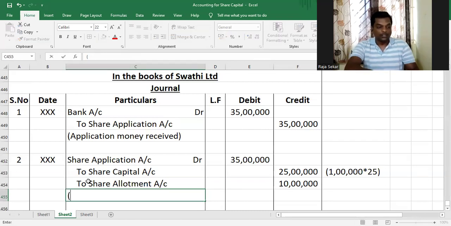Understood or not, my dear children? So you take it to share allotment account. I hope you're getting it, my dear children.